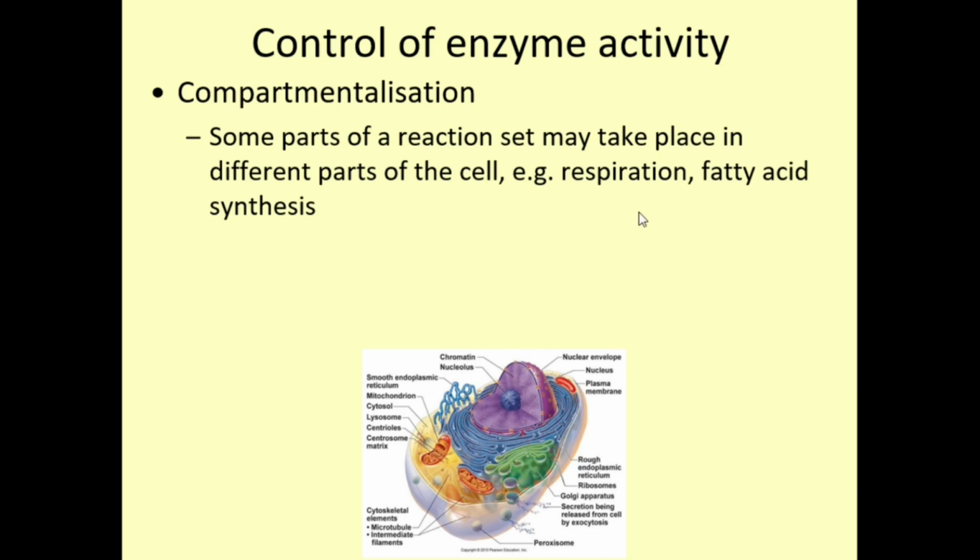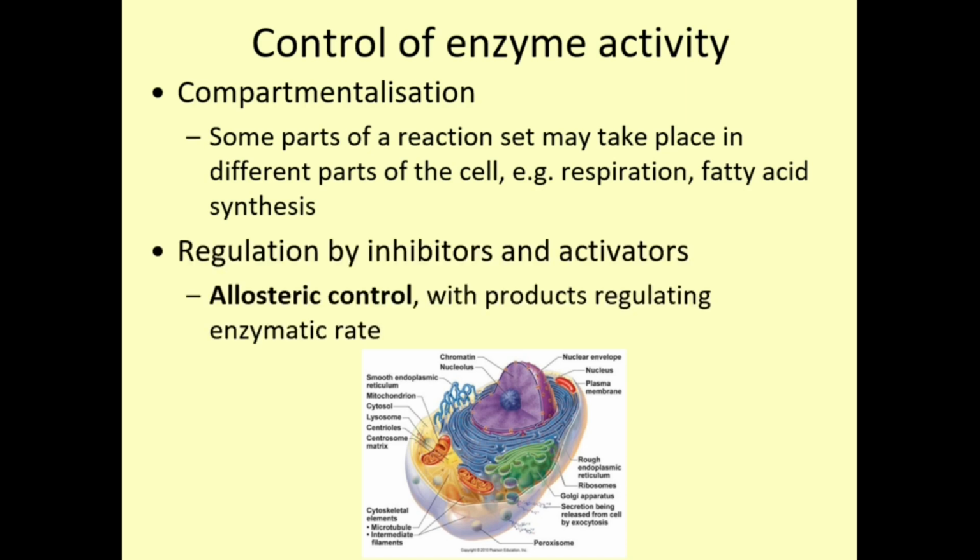So if you are enzymes that take place in something called respiration, well, then you'll be down here in these little things called the mitochondria. If you are involved in something like fatty acid synthesis, well, you'll be over here in the smooth endoplasmic reticulum. So different parts of a reaction that require different enzymes will have those enzymes, but we aren't just a random soup of all enzymes everywhere. So compartmentalizing them is important.